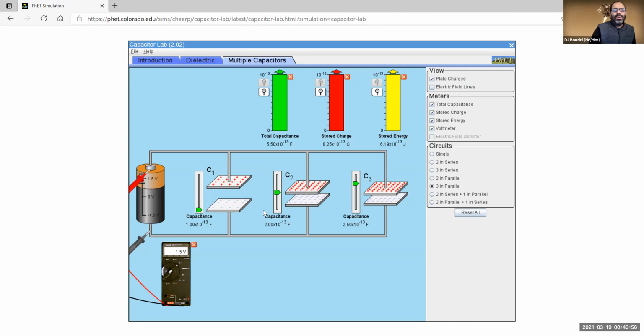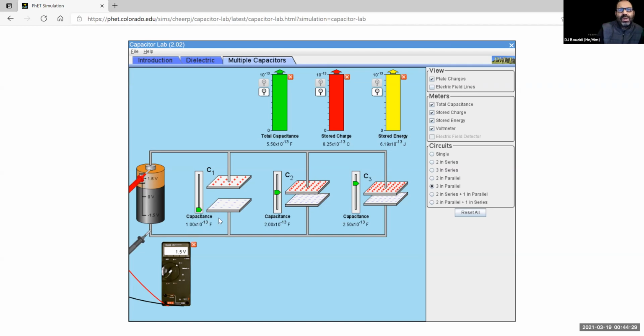Okay. Now the voltages are the same, but the charges are not. Before, in the previous example, the charge was the same. Now the charges are not. You can have more complicated setups, two in series and one in parallel, or two in parallel and one in series, which mimic some of what we did in the lab and the class. But for the lab, this is only for three in series and three in parallel. So again, we're going to check the charge now.